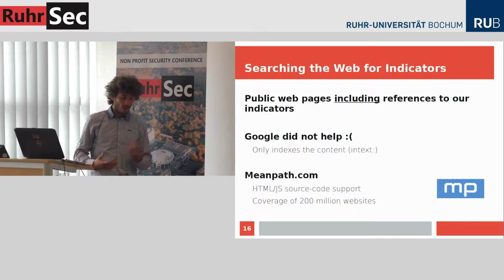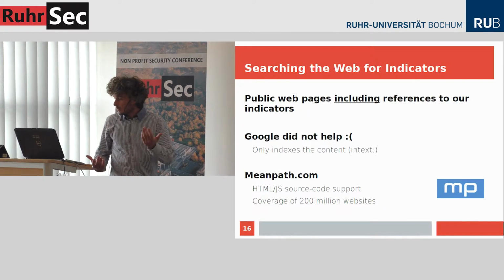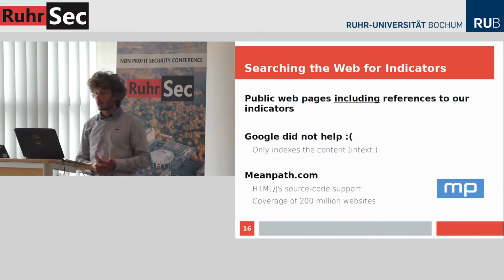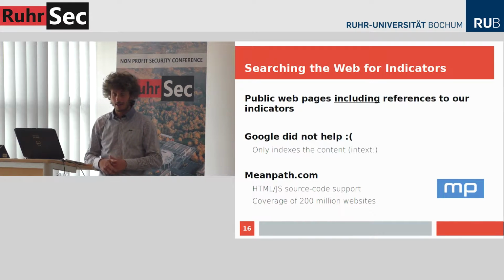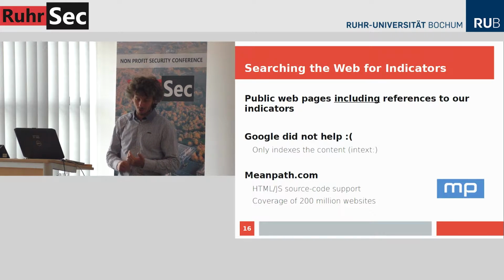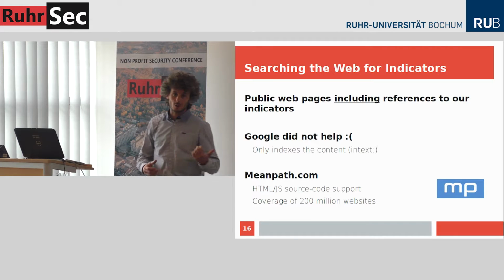We first said, okay, let's use Google, we all know Google, so Google should help us with that. But Google only indexes the content of a page. So you can search for a term that is in the content of a page, but not in the source code itself. And it does not support searching for JavaScript, at least the in-text tag doesn't support that. So we use a service that was free to use when we did the research last year, and now you have to pay for it.